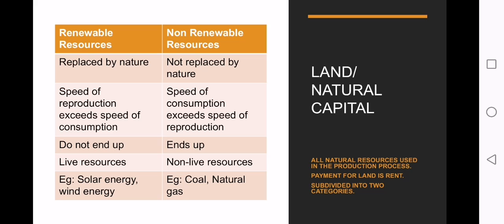Then we have non-live resources, which are non-renewable resources, and these are not replaced by nature. For example, coal or natural gas. If you check the news, you know fossil fuels are coming to an end, we are overusing them. All those problems are with non-renewable resources. That's why oil is so precious. It might end up. That's because the speed of consumption exceeds the speed of reproduction. Nature can't reproduce those as fast as we are using them.